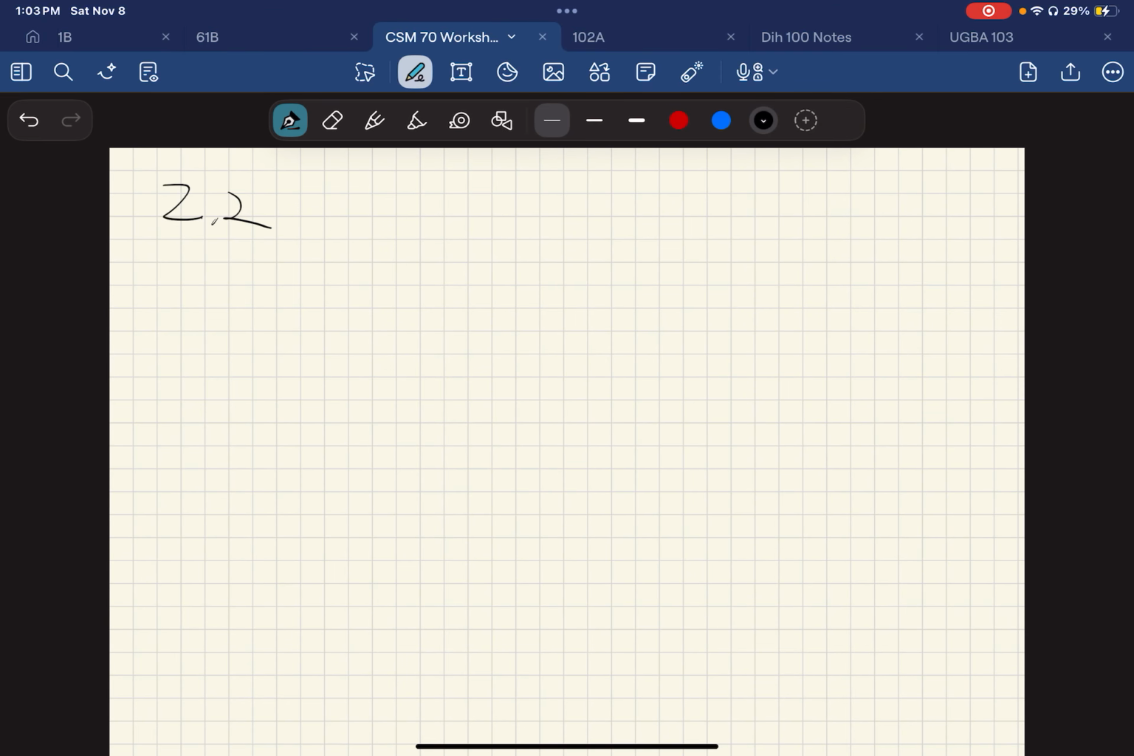What's up, guys? We are going to be doing the week 7 Intro to Probability worksheet, and we are going to do question 2.2. Let's read it first, and then start with A.